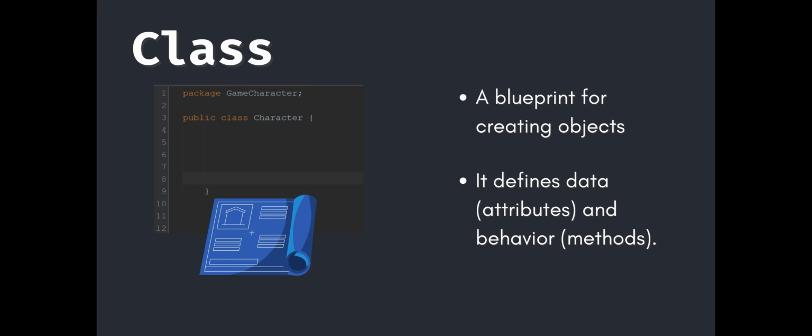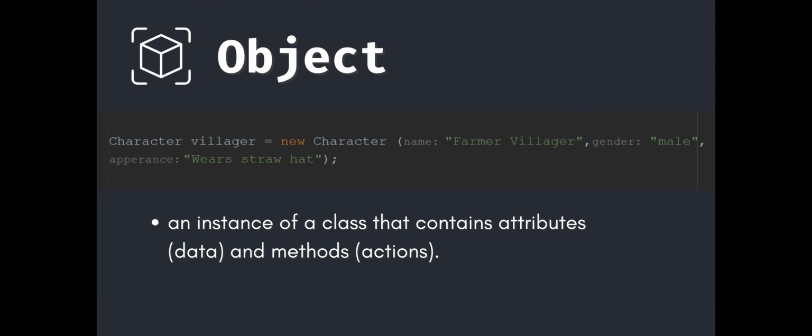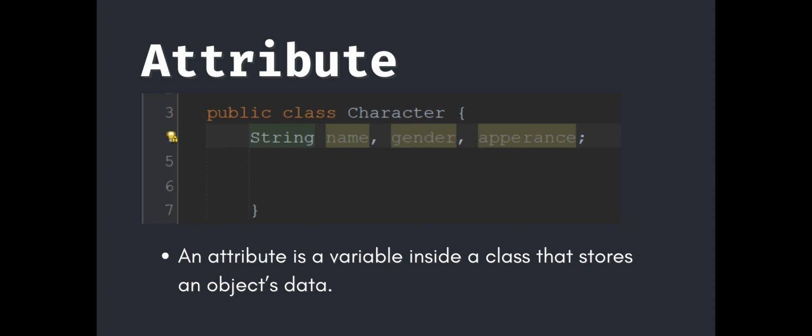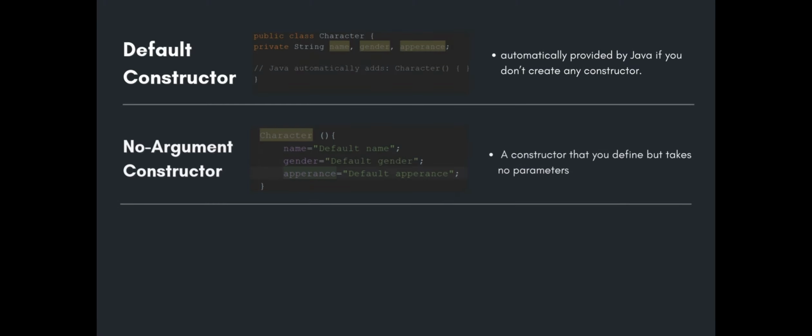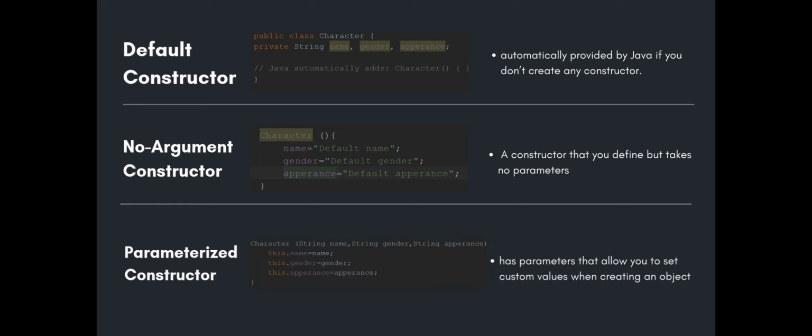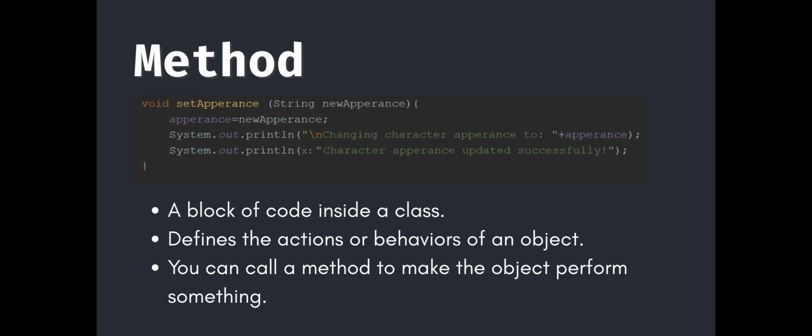Okay, in OOP, we have a class, which is a blueprint for creating objects and the place where you write the code. An object is an instance of a class that contains attributes and methods. An attribute is a variable in a class that stores an object's data. Next is the constructor. It sets the initial value when an object is made. There's the default constructor, a no-argument constructor, and a parameterized constructor. A method defines behavior an object can perform.